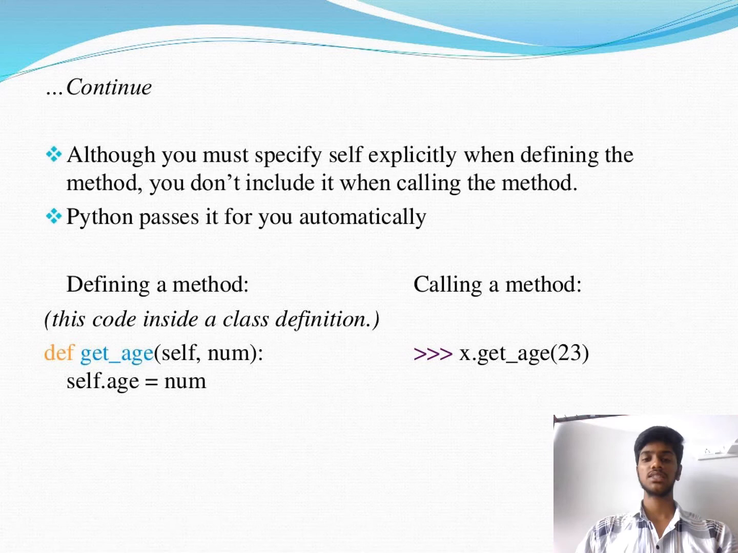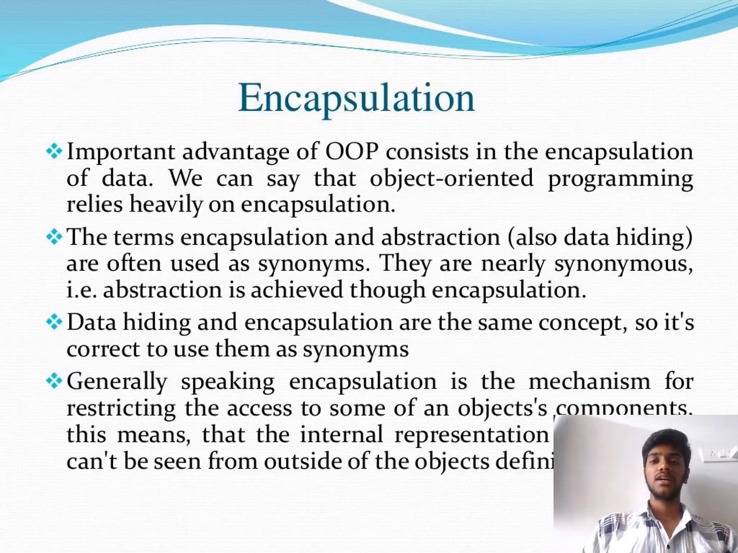Although you must have specified self explicitly when defining the method, you do not include it when calling the method. Python passes it for you automatically. Defining a method: def get_age(self, number): self.age = number. Calling a method: x.get_age(23).